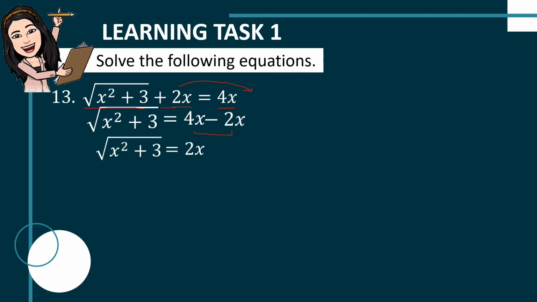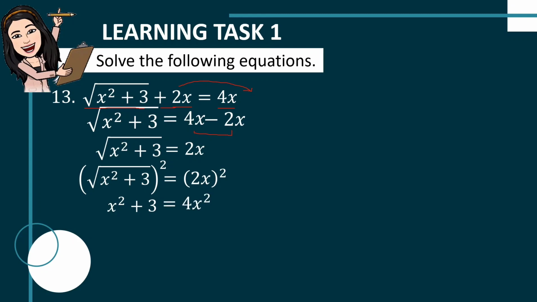Kinopya lamang natin si square root of x squared plus 3. So, that would become, okay, wala na, no? Wala na tayong pwedeng i-simplify. So, let us get the square para maalis natin yung radical. So, get the square of both sides. What is the square of square root of x squared plus 3? We have x squared plus 3. How about square of 2x? Isa-isa natin. Yung numerical coefficient, 2 squared, we have 4. And then x squared, we have x squared. Maliwanag? Okay. Next.